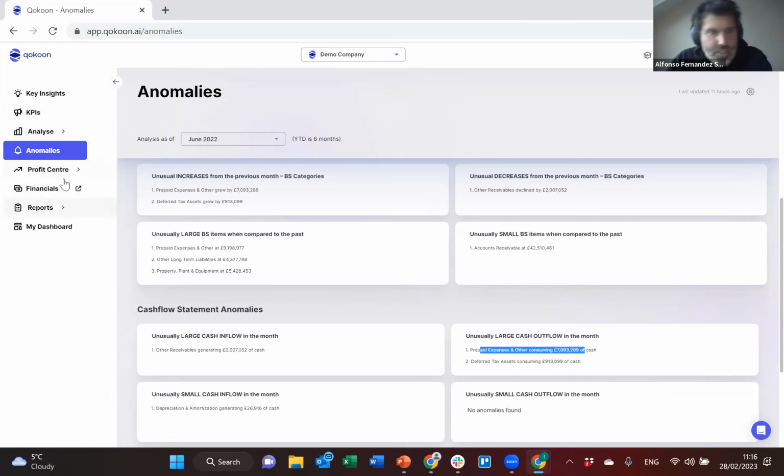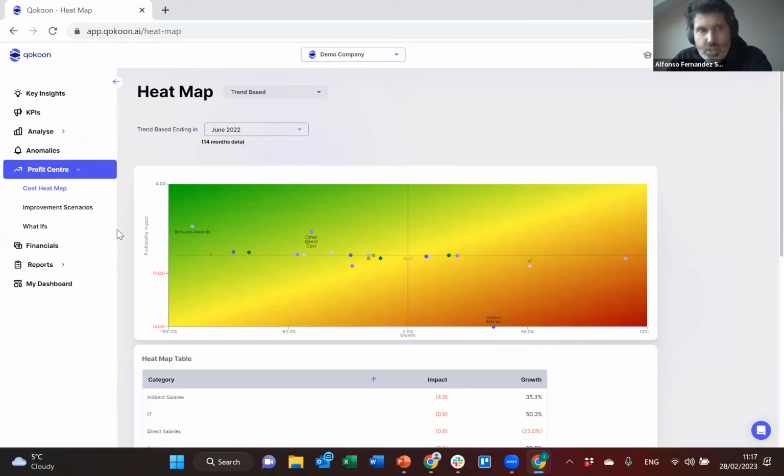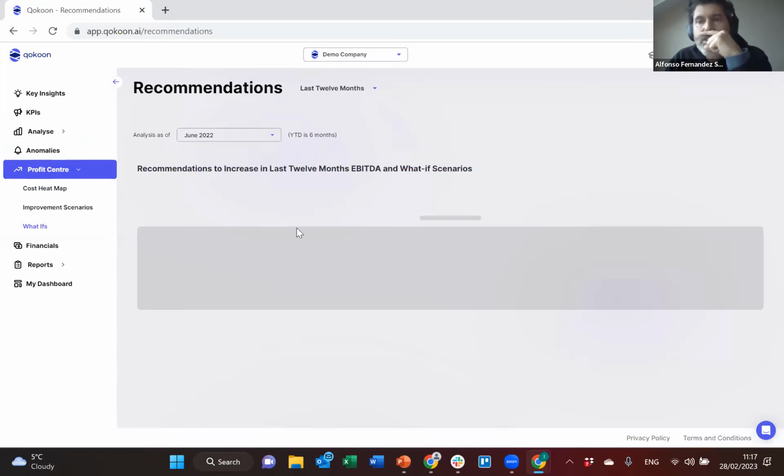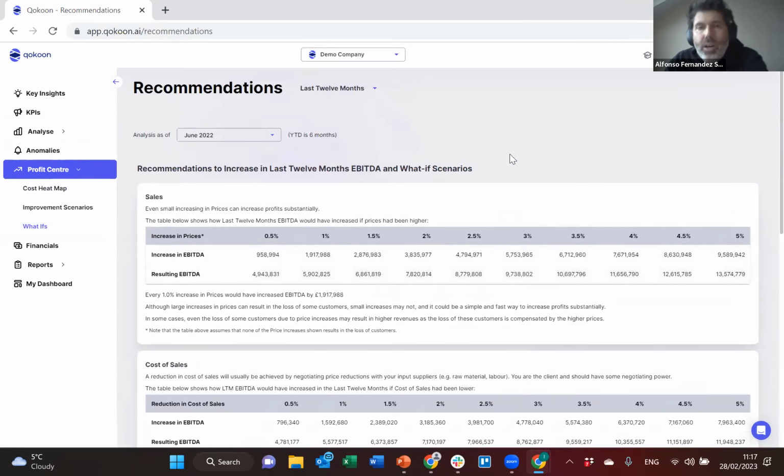Very quickly, because I'm cautious of time, profit center, it's the heat map that I've shown you before, but this is where we have recommendations as to how companies can increase their profits. And we can do the analysis on, again, last 12 months, year to date, last 6 months, quarter or month. I'm going to stay with last 12 months. We're telling companies, look, if you could have increased your prices by 1% in the last 12 months, your EBITDA would have been 2 million higher. And the resulting EBITDA would have been 5.9 million.